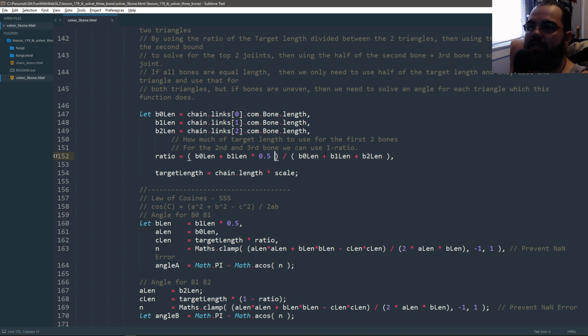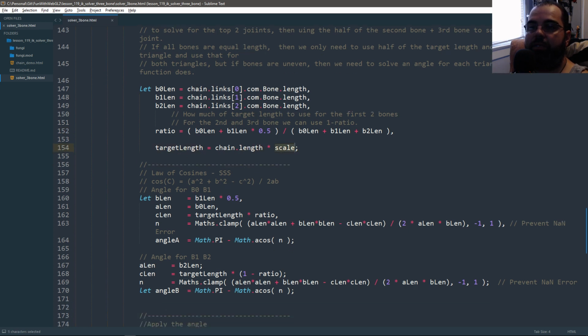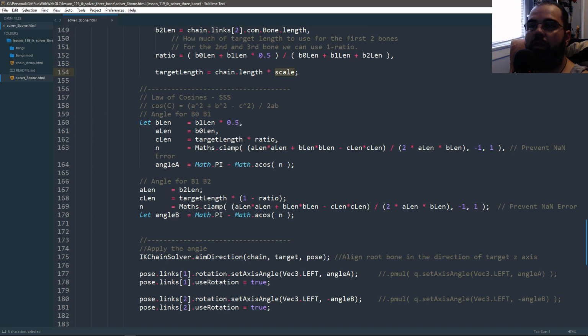So, all right. Like I said, the total length, which is just chain length divided by this, gives me the ratio that I need. This way I know how much of the target length I can use. I get the target length by using the scale value, so I know how long it is. And for the law of cosines, the SSS version, that is the equation: a squared plus b squared minus c squared, divided by 2 times a times b.